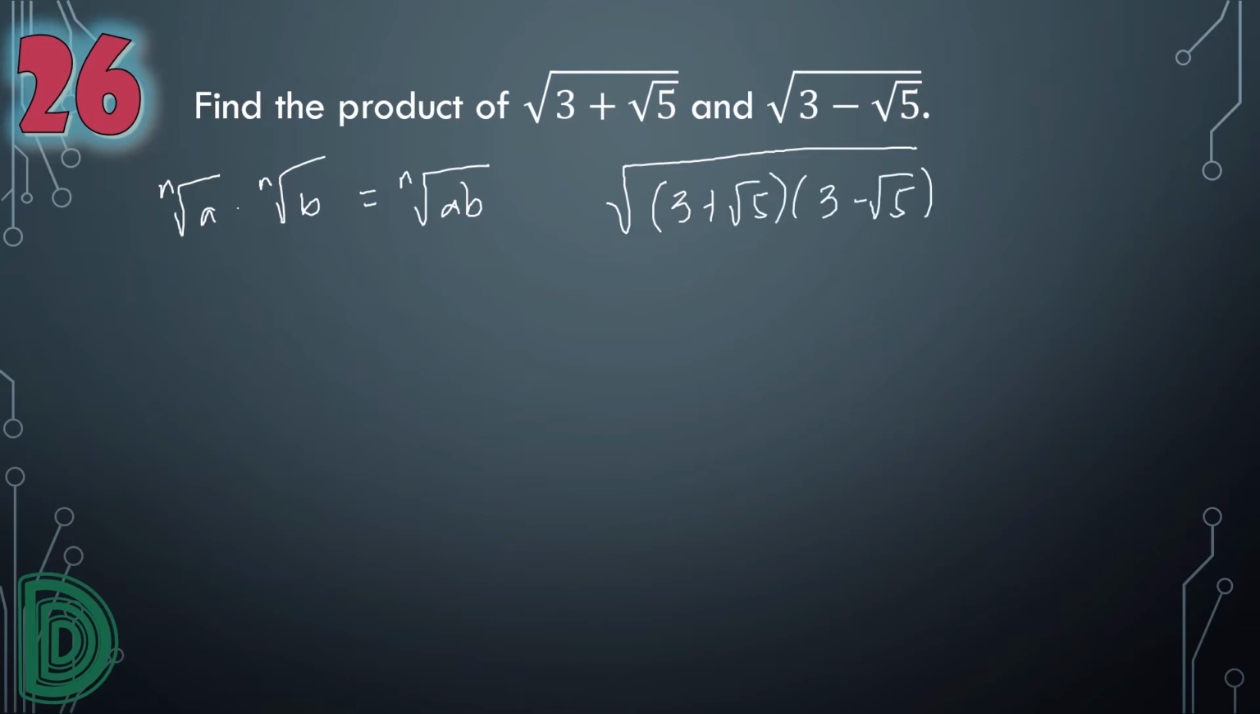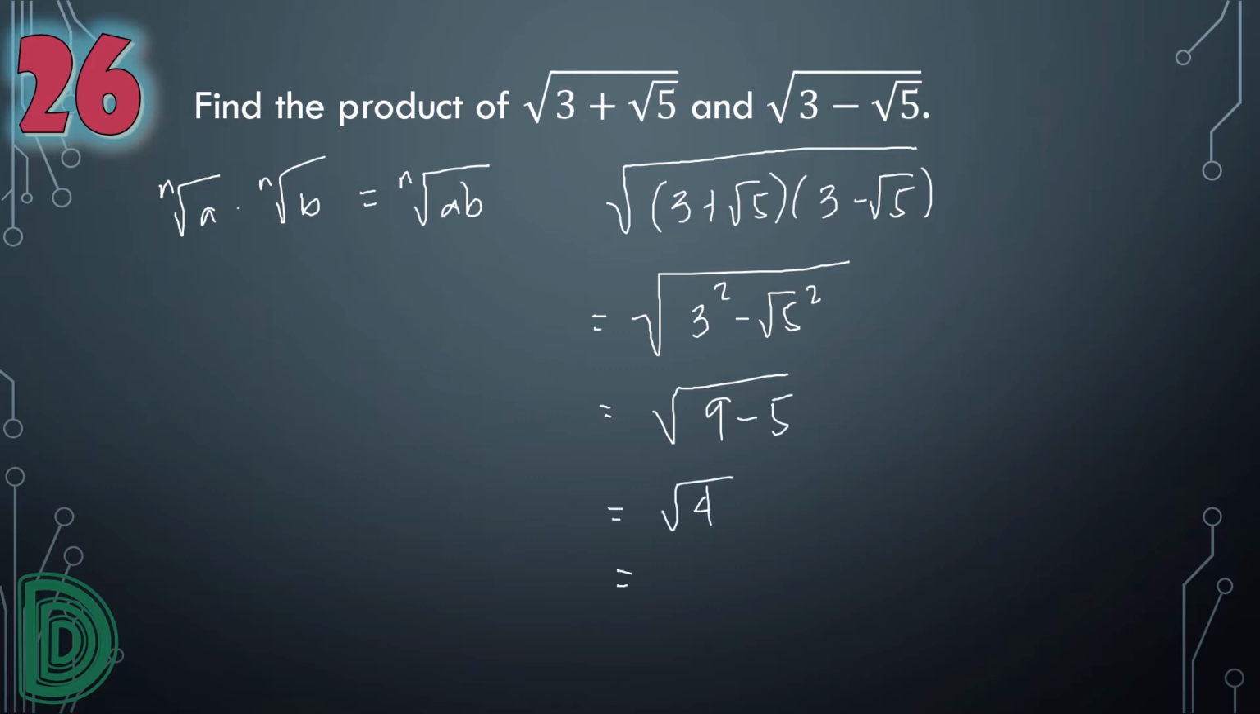In the radicand, we have sum and difference. Therefore, the product will be 3 squared minus square root of 5 squared. 3 squared is 9 and square root of 5 squared is 5. Therefore, we have the square root of 4. Hence, our final answer is 2.